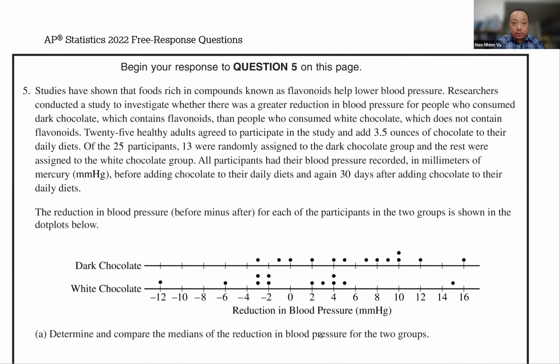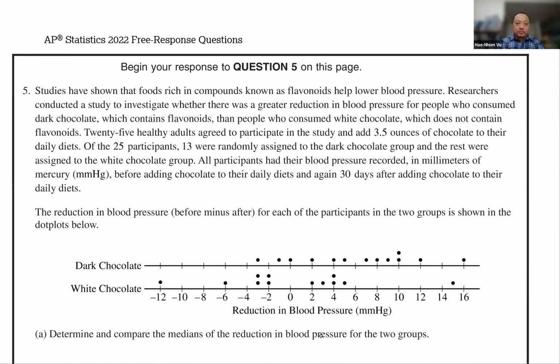25 healthy adults agreed to participate in the study and add 3.5 ounces of chocolate to their daily diets. Of the 25 participants, 13 were randomly assigned to the dark chocolate group and the rest were assigned to the white chocolate group. All participants had their blood pressure recorded in millimeters of mercury before adding chocolate to their daily diets, and again 30 days after adding chocolate to their daily diets.